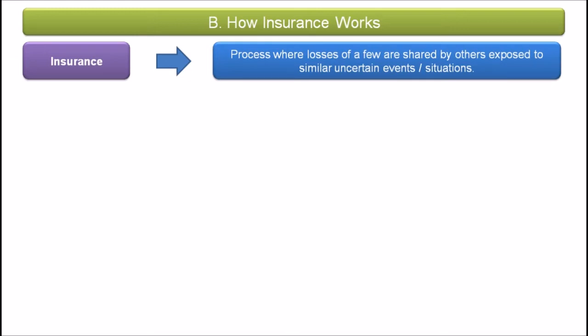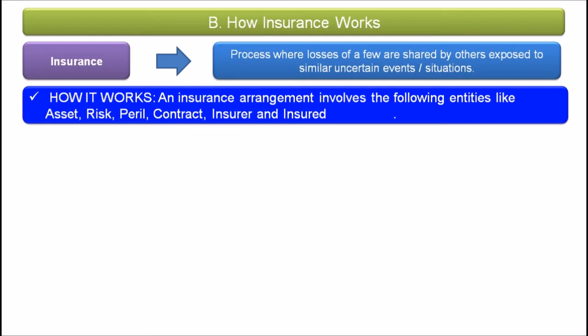What next? Dear friends, till now what did we learn? We completed the introduction to insurance and the ancient and modern history of insurance companies in India and worldwide. Then how insurance works. Let us see how insurance works. Dear friends, just now what I said, insurance is a process where the losses of a few are shared by many others exposed to similar uncertain events or situations. This is a very, very key point. It is an arrangement involving the following entities: asset, risk, peril, contract, insurer and insured.